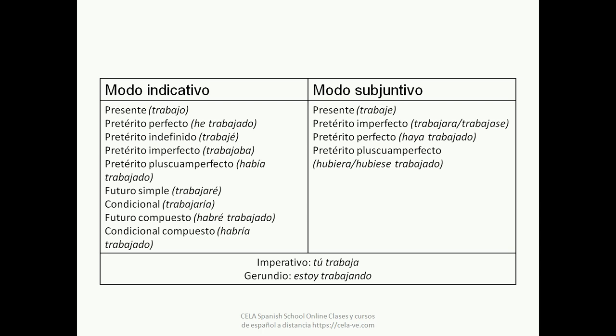We have used the verb trabajar in the first person singular as an example of each tense. In the subjunctive mood, we use presente, trabaje. Pretérito imperfecto that has two forms, trabajara o trabajase. Pretérito perfecto, haya trabajado. And pretérito pluscuamperfecto, hubiera o hubiese trabajado. There is also the future of the subjunctive mood, trabajare.